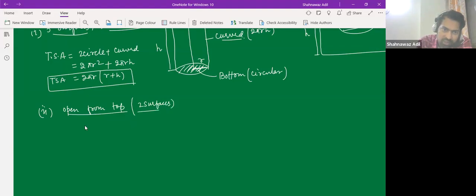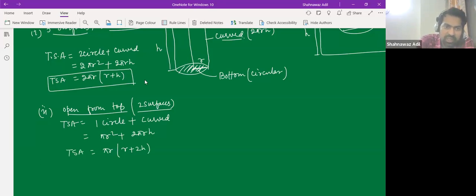Two surfaces. One is a circle. So total surface area would be one circle, which is the bottom part, plus the curved one. So one circle is pi r square plus curved is 2 pi r h. So pi r is common and we get pi r times (r plus 2h). This is the total surface area of this open cylinder.